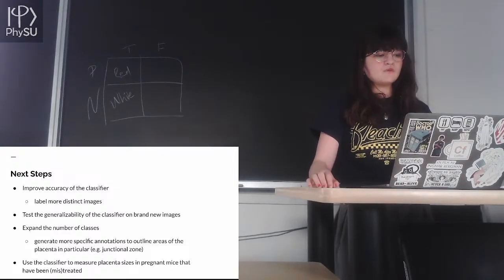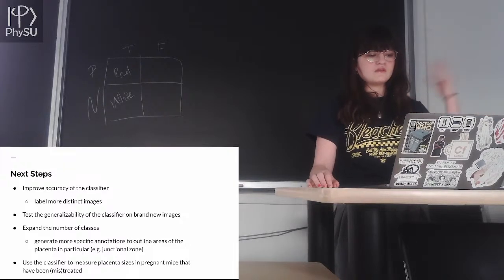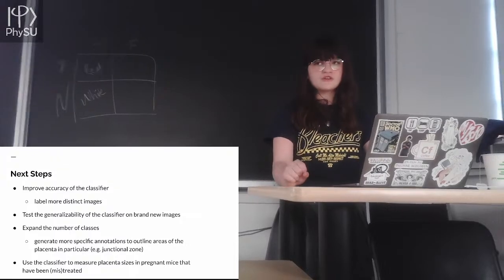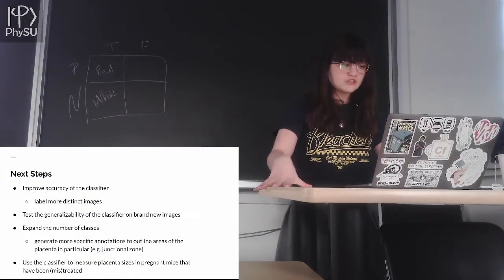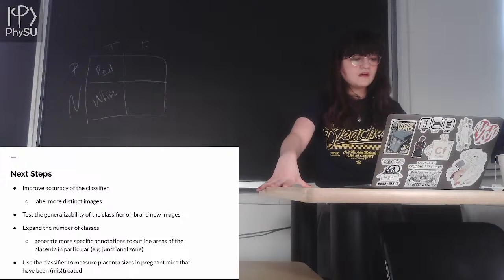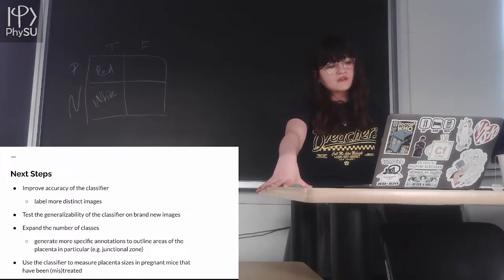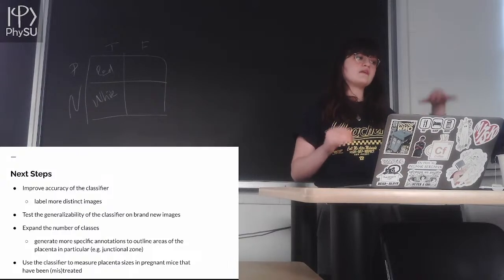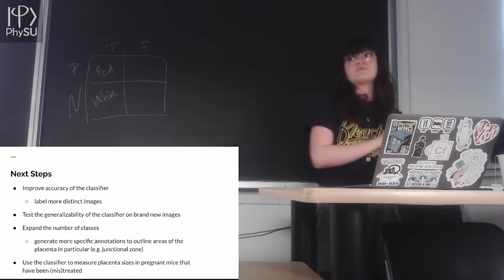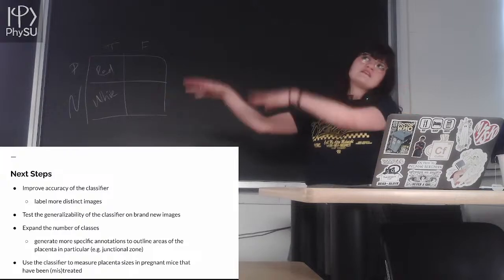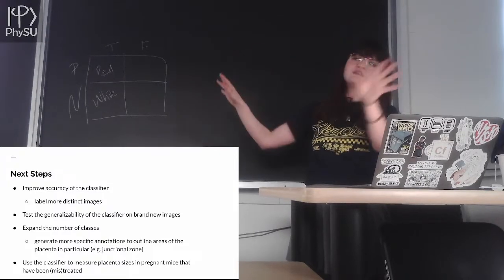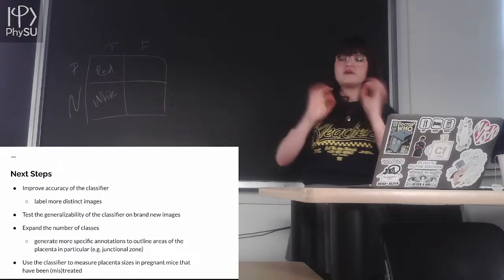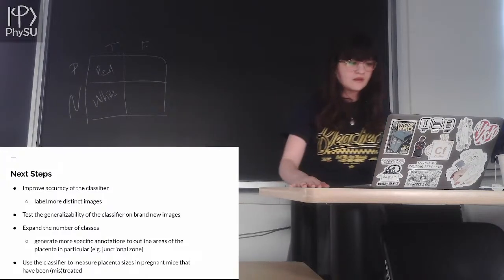So step one is to improve the accuracy of the classifier, label images which are more distinct from each other so that it can be properly trained in a large amount of data. And then test the generalizability of the classifier in brand new images, i.e. not ones that were taken by Anastasia Smolina in her lab, but ones that were taken in a completely different lab that's using completely different technology, and see whether it can still correctly tell you what is placenta, what is not, how large is it.